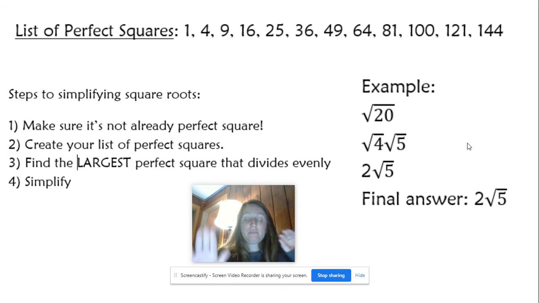So again, make sure it's not already a perfect square. So square root of 20, I couldn't just take the square root of, it gives me a decimal. Next thing you need to do is find the largest number that divides evenly from this list of perfect squares, which is given to you on that green slide. If you go back to your green slide that you're trying to solve, I have it on there for you. And then you want to simplify that first number, and that will get you your final answer.